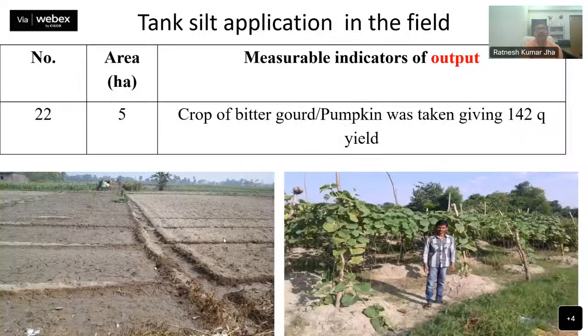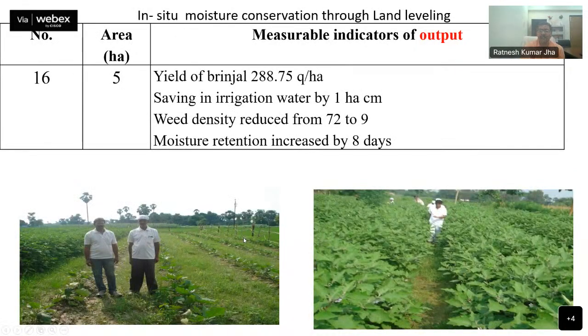And so again, this is the tank silt application. When we are renovating the old water harvesting structures or ponds, the tank silt was applied to the farmers' fields, and then the productivity of that crop increased, water quality increased, and more crops could be taken. Again, this is in situ moisture conservation and land leveling.